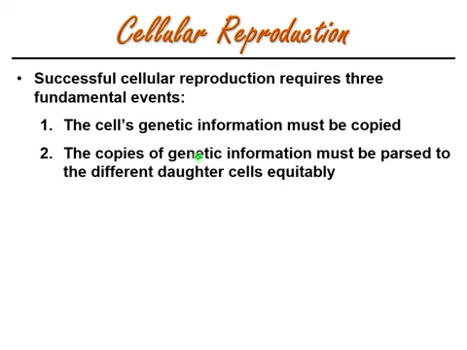And so then the copies of the genetic material have to be parsed to the different daughter cells equitably. So now for a bacterium, this is super easy. A single-celled prokaryote is good. It's got one chromosome. So you replicate that, and then you put one on one end, put one on the other end, and then split the cell in two, and then you're good. Each daughter cell has a chromosome.